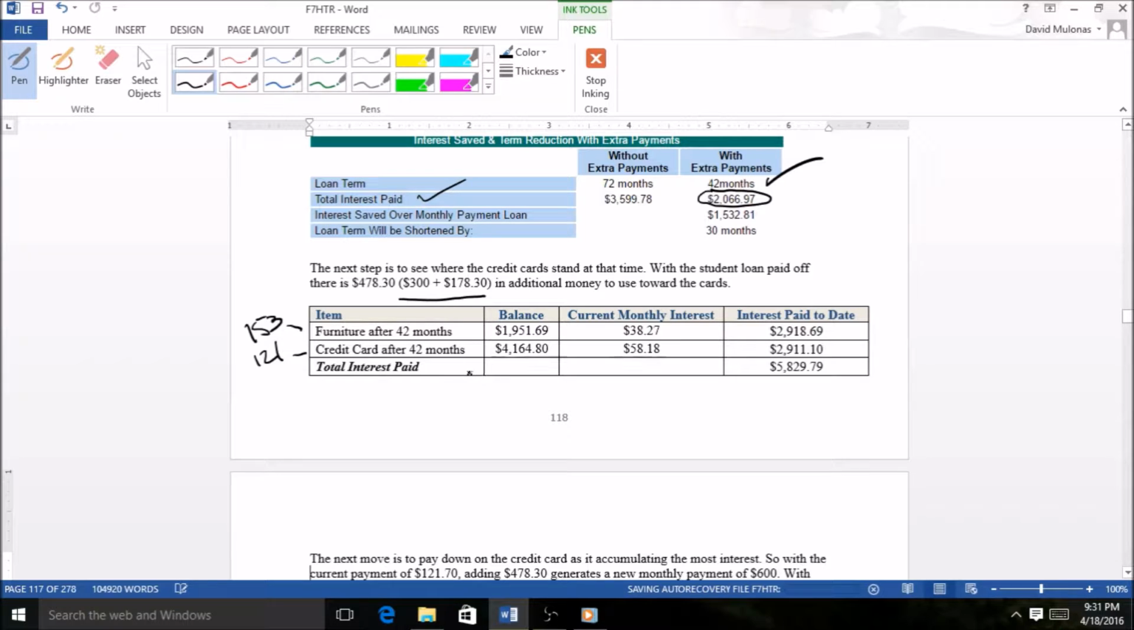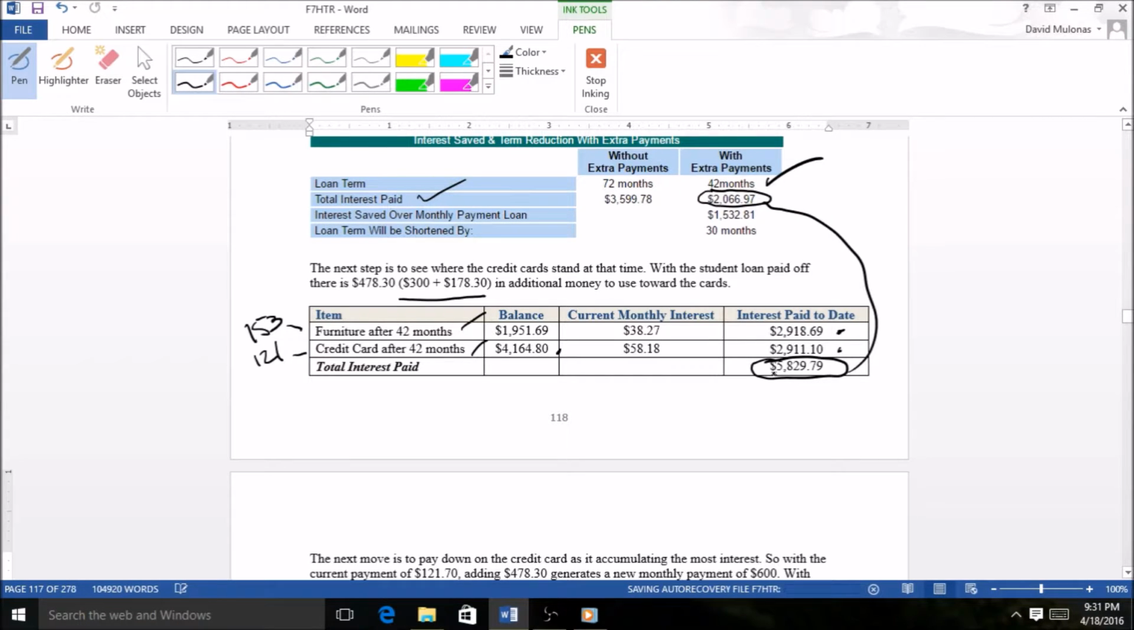So now, before we apply that money, we also have to understand that after 42 months of the student loan, here's our balance, but the interest paid to date is a pretty sizable $5,829.79. So here's our first measure of this exercise, the two interest calculations.